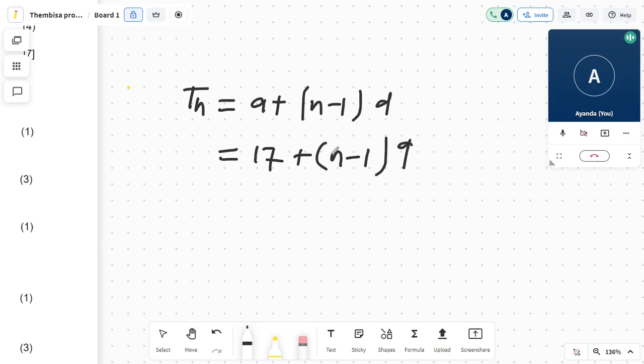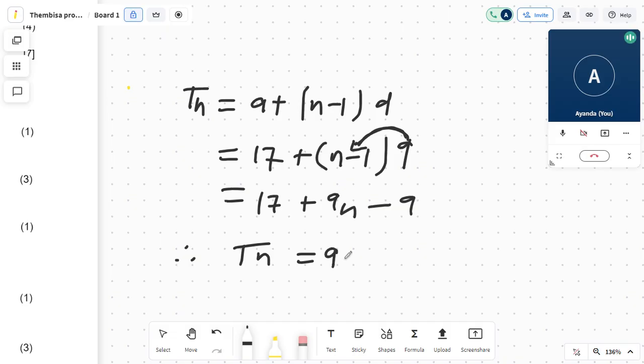Now we're going to multiply our difference into this bracket. So we've got 17 plus 9 times n is 9n. 9 times negative 1 is going to give us minus 9. Therefore, if we simplify this, 17 minus 9 gives us 8. So Tn is equal to 9n plus 8. So that's our general formula for this sequence.